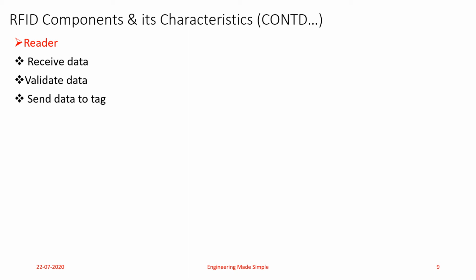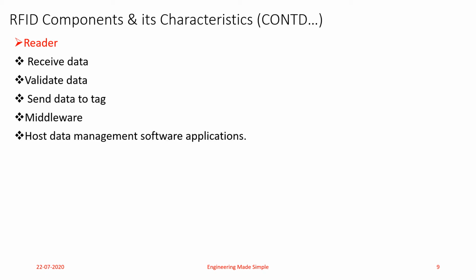Then it can send data to an appropriate tag, and manage various middleware applications and software that help to transmit the data from the tag to the reader to the host computer and other processes. Middleware is nothing but the programs or software which facilitate further processing of data on the host computer. So host data management software applications is another characteristic.